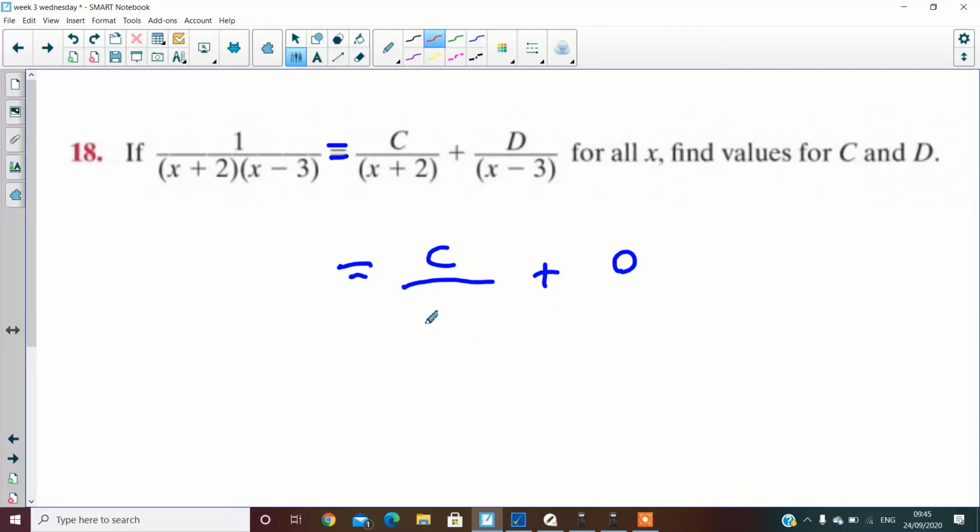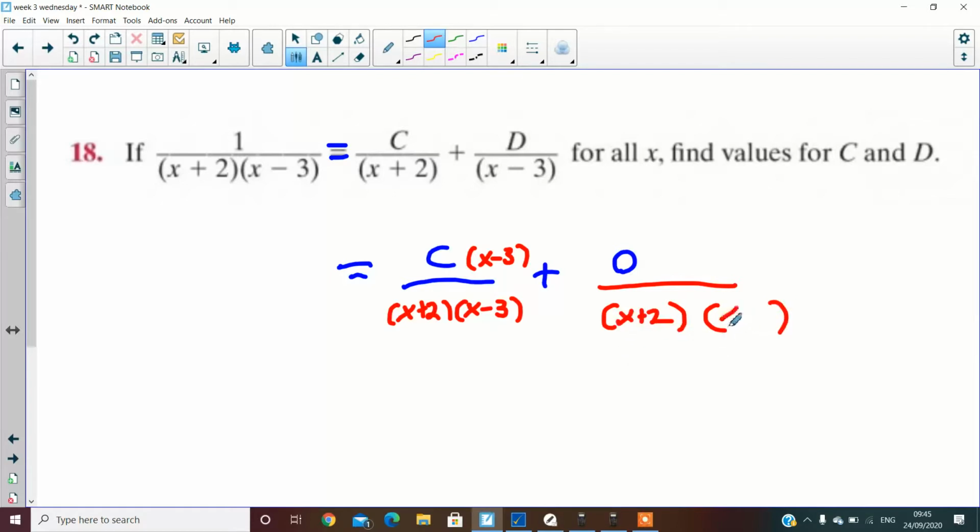So what's going to happen here? x plus 2 and x minus 3. And this is going to be x minus 3 top and bottom. All right, on the next one, x plus 2 here, and then x minus 3. But what did we add in extra? The x plus 2 is extra, okay?